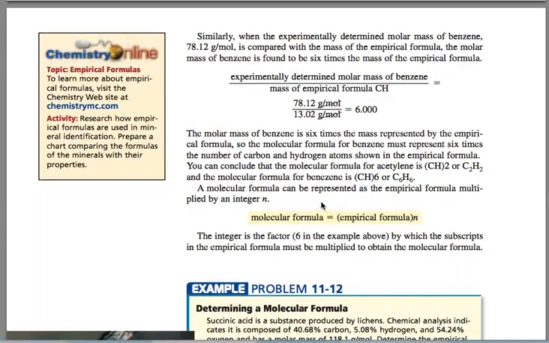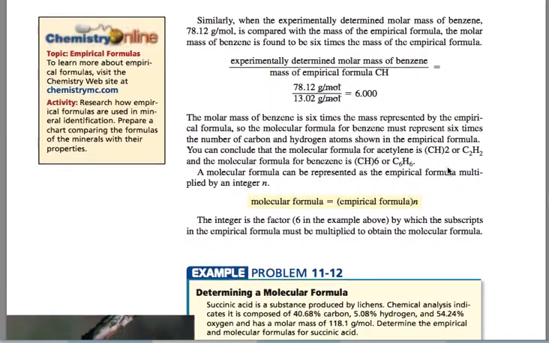A molecular formula can be represented as the empirical formula multiplied by an integer n right here. So this whole thing right here with the multiplier is the molecular formula. The part that's inside the parentheses is the empirical formula. It's the smallest part of it. So the empirical formulas for acetylene and benzene are the same, but the molecular formulas are different. This one has a multiplier of 6 and this one of 2.